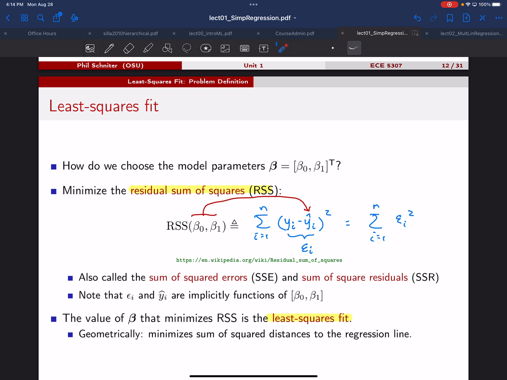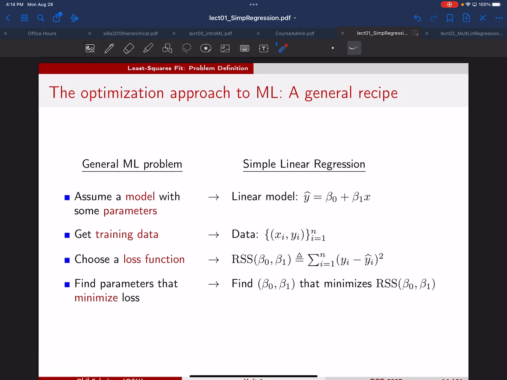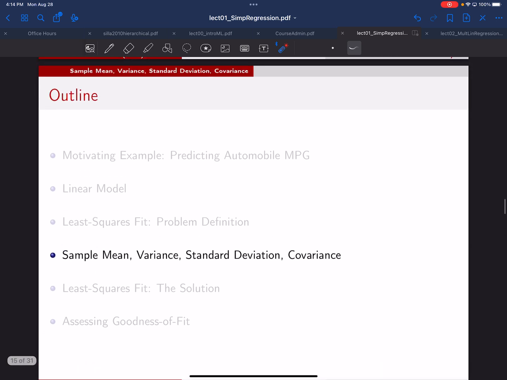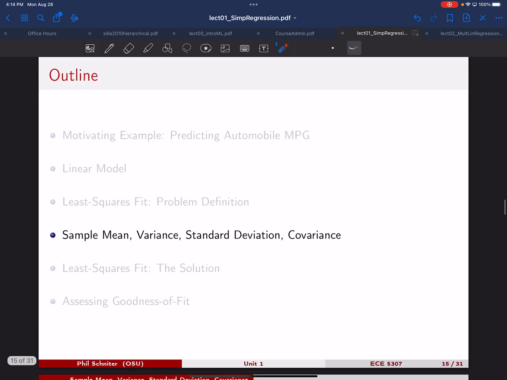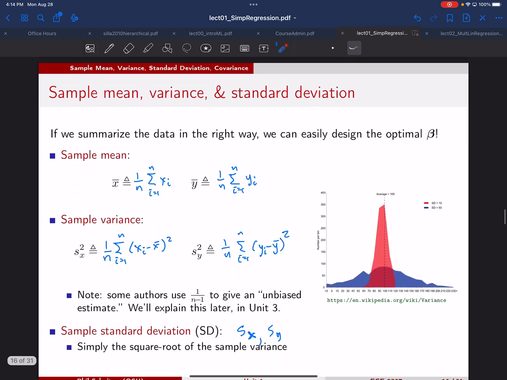Okay, so at the end of the day, we're going to adjust these parameters so that the predictions y hat i are a least squares fit to our training data. And so here we have sort of a recipe that shows up in a lot of problems. We'll see it again in Unit 2. And the next thing we said is that sometimes statistics can be very useful. Statistics is just a way of summarizing data to a few simple quantities. And in this case, what we're going to see is that if we create the right statistics, we can directly solve for the coefficients beta 0 and beta 1. So that's sort of the goal here.